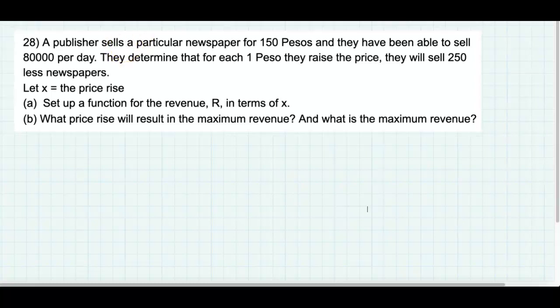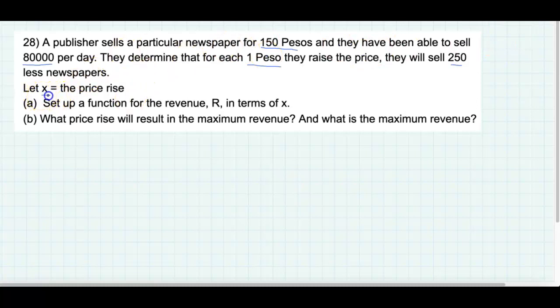All right, so we got to really think about this question here. A publisher is selling newspapers for 150 pesos each, and they've been able to sell 80,000 per day. They determined that if they raise the price by 1 peso, then they sell 250 fewer newspapers. So first of all, what's their revenue right now? That's how much they're making each day.